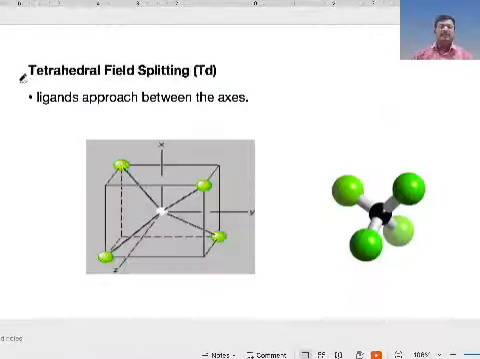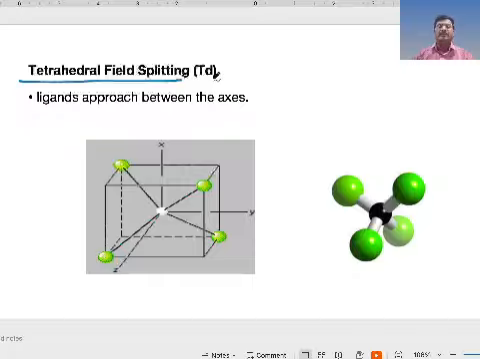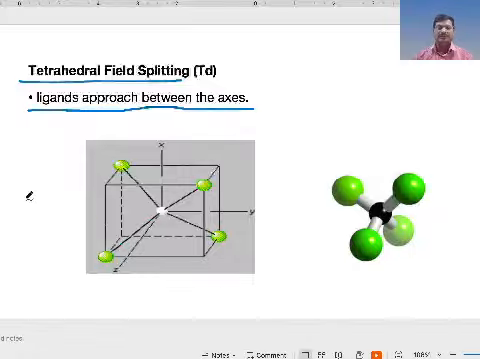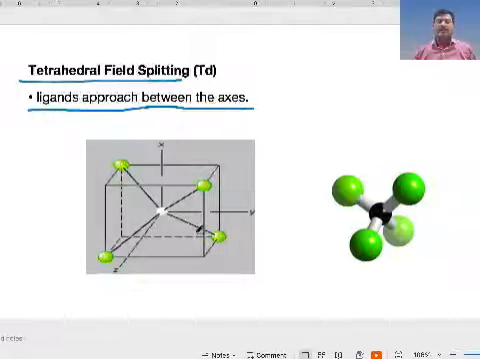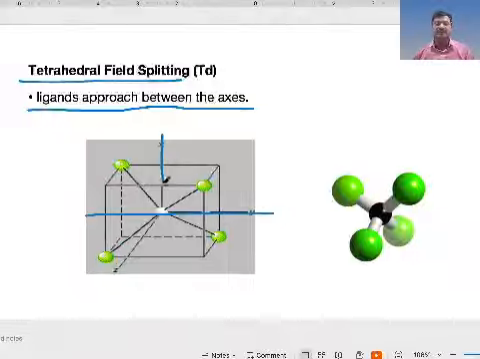Let us come to tetrahedral splitting. Tetrahedral splitting is different compared to the previous two. To understand this, first let us look at the structure of the tetrahedral. In the previous cases, ligands are present on the axis, but in the tetrahedral structure, the ligands are present between the axes. For example, let us take this as the y-axis, this as the x-axis, and this as the z-axis.